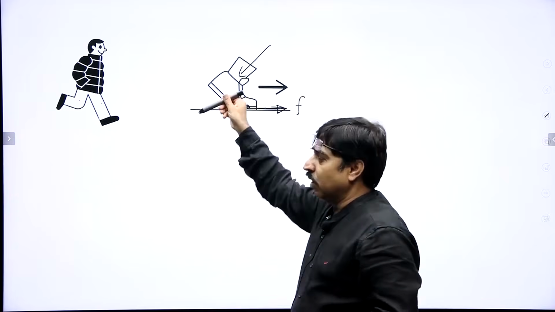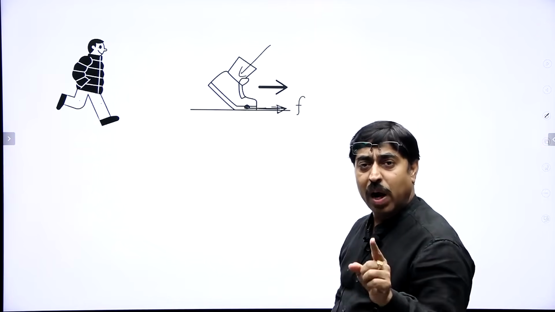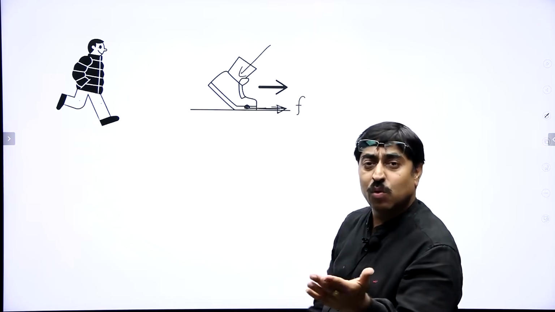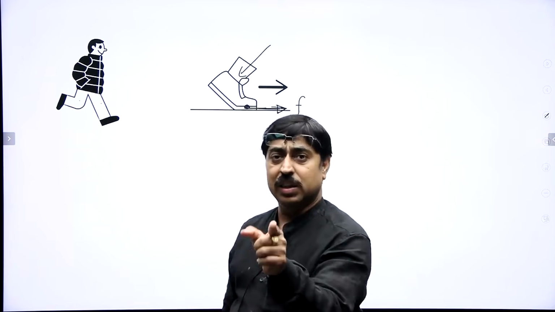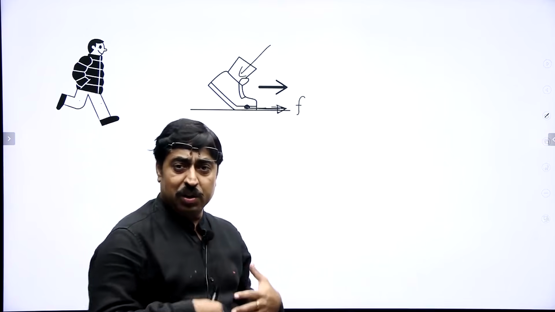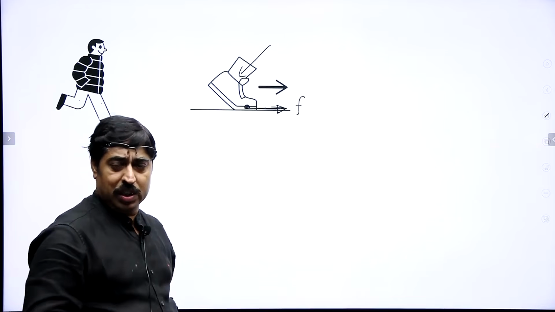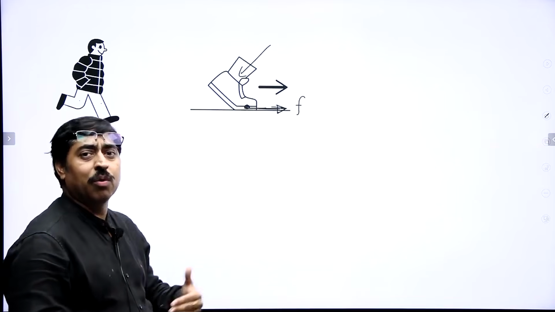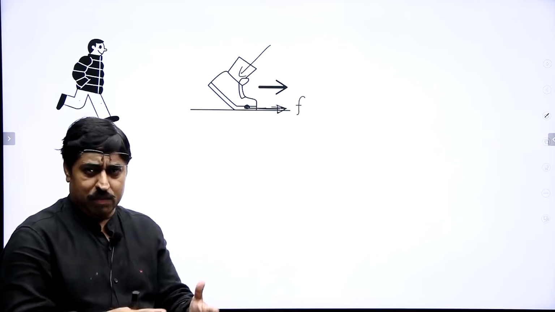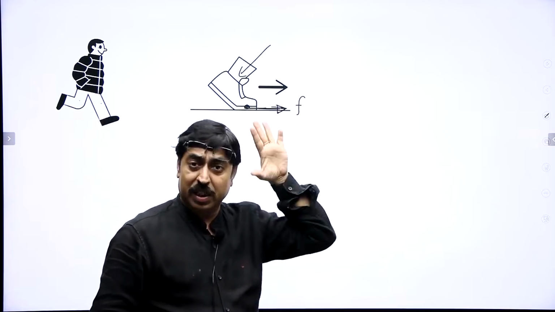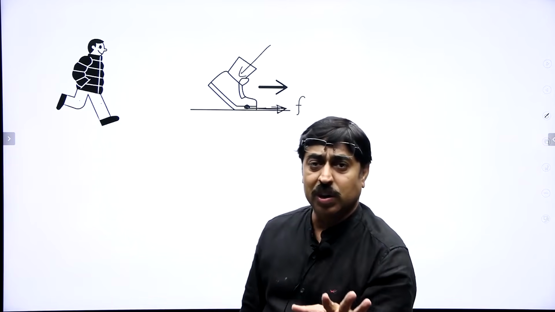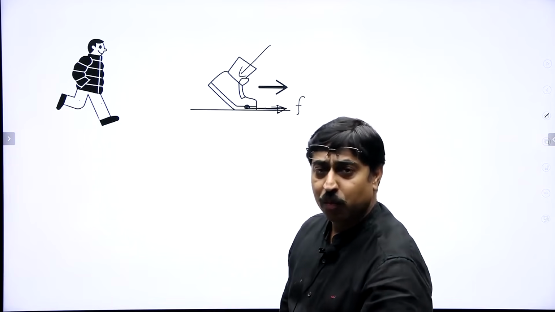And when you apply muscle force, this point has a tendency to go backward. Friction will try to prevent that rubbing and it will take a forward direction. And this is the external force which accelerates you. That means your velocity becomes 0 to 5 meters per second in some amount of time if you start running. So this friction force, an external force, is responsible for accelerating your body.